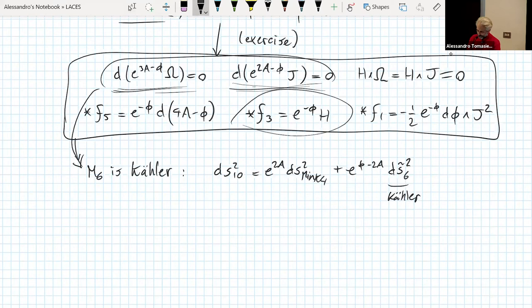This also has a nice consequence. Remember the G3 that we defined at some point, but by its definition, we see that it's imaginary self-dual. Namely, the star on it gives an i. There is no problem because G is complex the way we defined it.